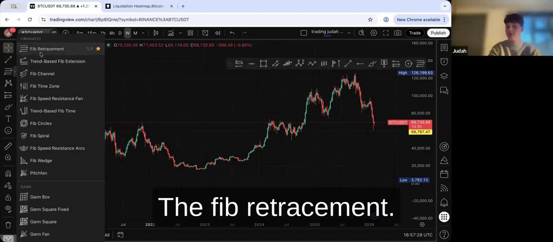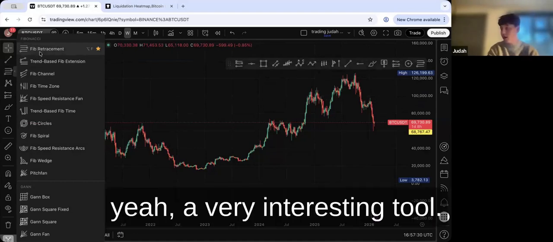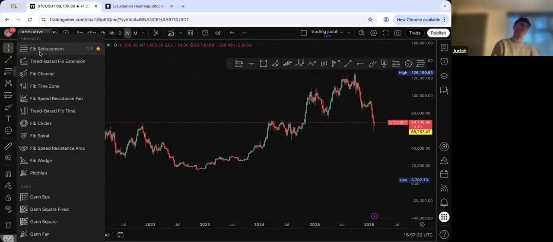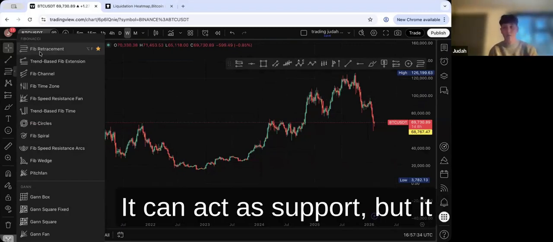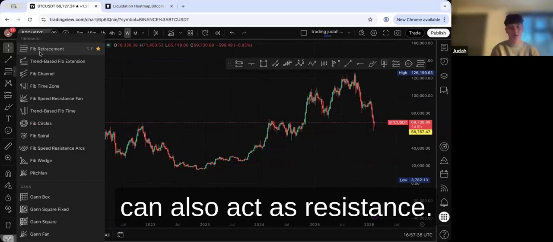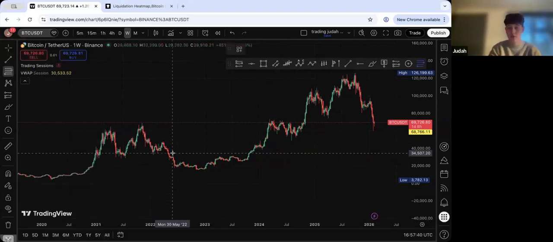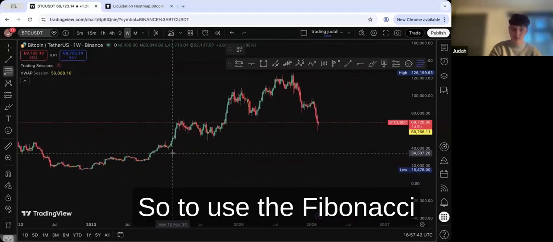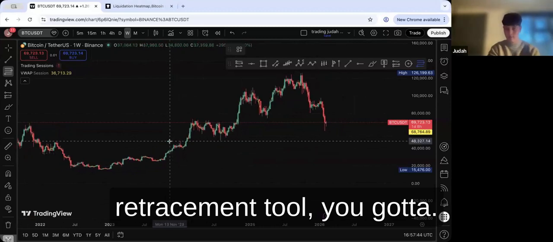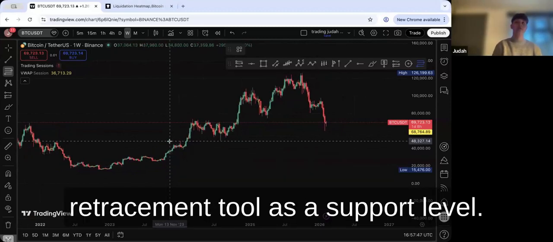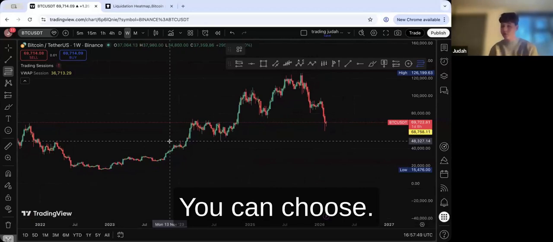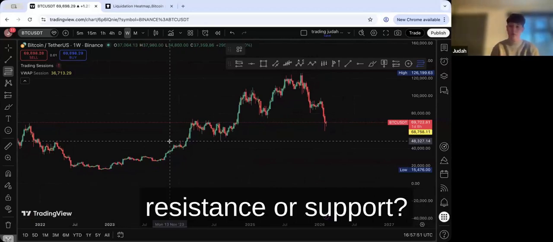The Fib retracement is actually a very interesting tool. It can act as support, but it can also act as resistance. So I will explain how you use the Fibonacci retracement tool. Let's say we want to use it as a support level. You can choose. Do you want to use it as resistance or support?